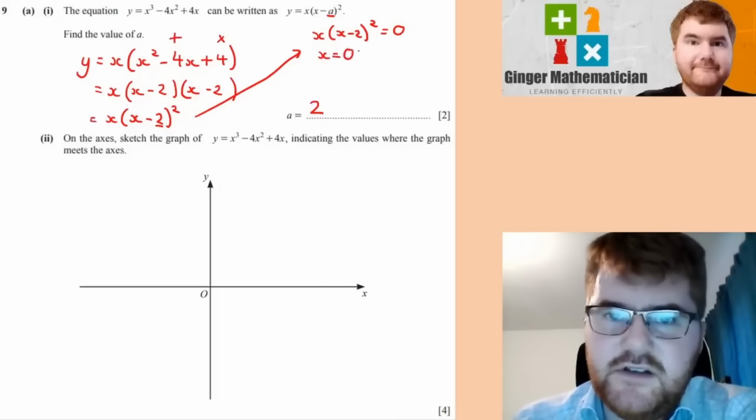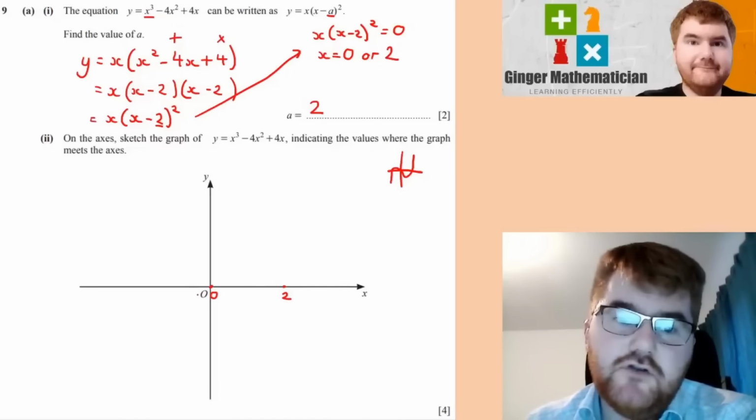So let's mark in those turning points. So we've got 0 here and 2 over here. We have a positive cubic. Notice this is an x cubed. And so we've got all the information we need to draw a good sketch.